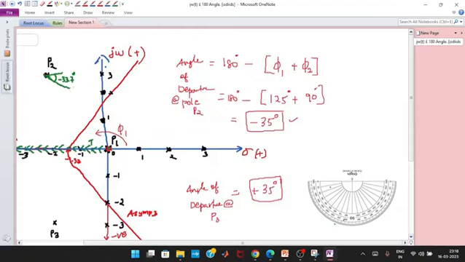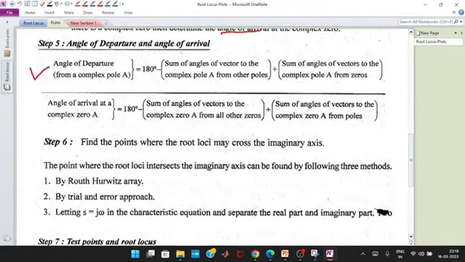You have to find out where that angle of departure may lie on the imaginary axis. It may touch over here, or over here, or over here. So we have to find out the exact location where that angle of departure intersects the axis. Why? Because the root locus will always be parallel to your asymptotes. So for that, we will go for the next step.